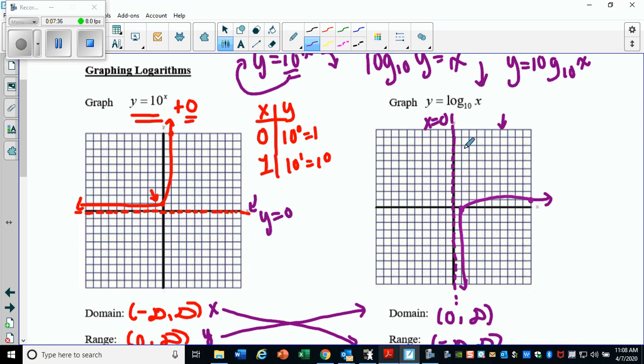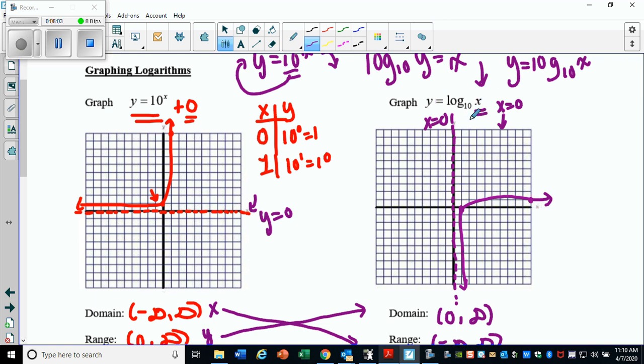And where does that vertical asymptote come from? Well, remember, we can never take the log of a negative number or the log of 0. So in this case, when we state x equals 0 is my vertical asymptote, it's because we can't take the log of 0, so I have to put that vertical asymptote here.